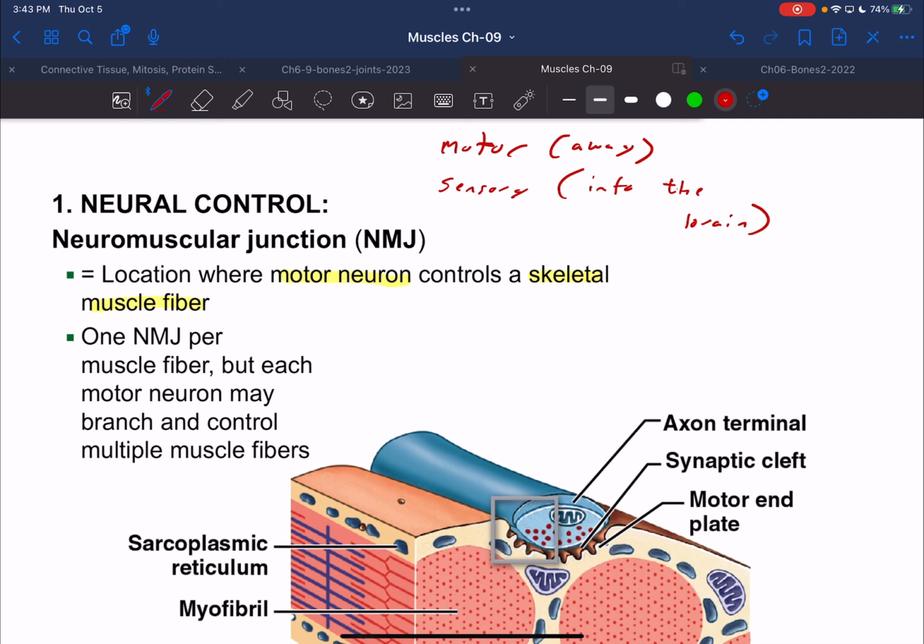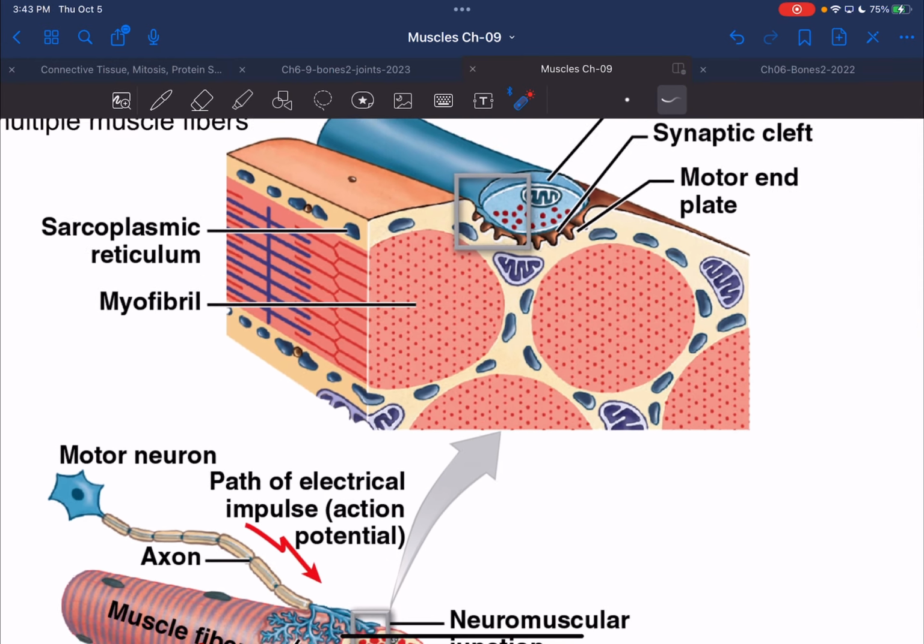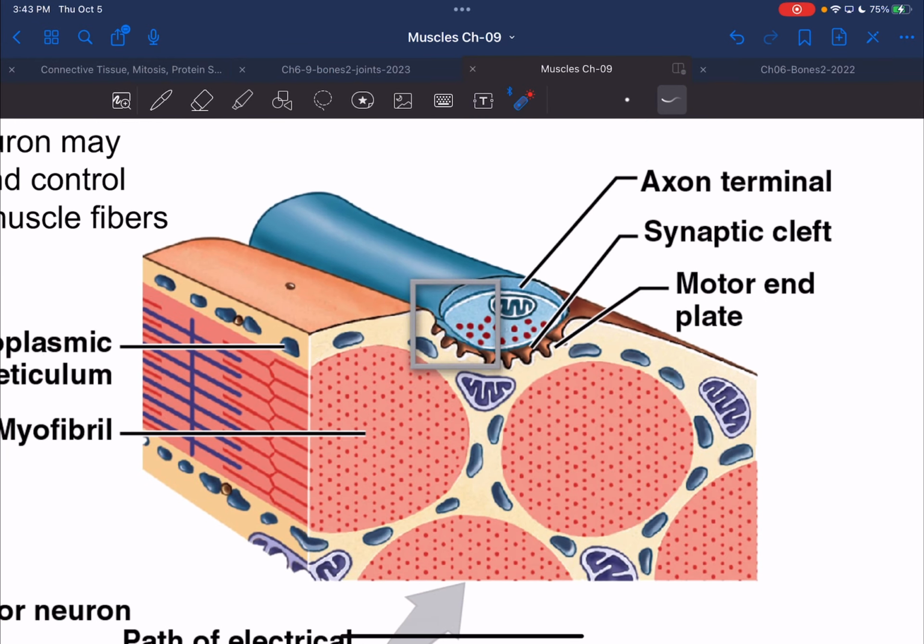Into the brain. And this is not a subject for today, but it will be for nervous. If you understand these two basic concepts, nervous will be easier. You would be so surprised: not being introduced to that early enough makes the whole nervous chapter hard. So with that, we move on.